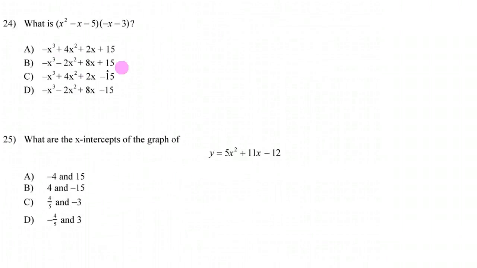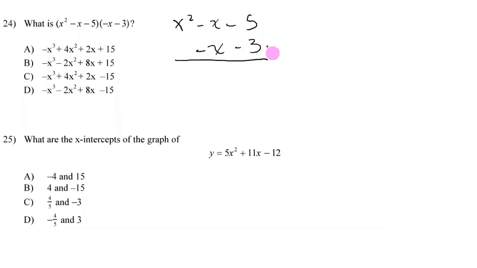All right, for number 24. Again, we can just distribute everything, but I like to set this up vertically. It makes things easier and more organized, in my opinion. So I have x squared minus x minus 5, and then underneath we have minus x minus 3. And we just do this like multiplication. Start with the far right and multiply it to each, and then we stack it up with the next one and add straight down. So negative 3 times negative 5 is 15, positive. Negative 3 times negative x is positive 3x. And negative 3 times x squared is negative 3x squared.